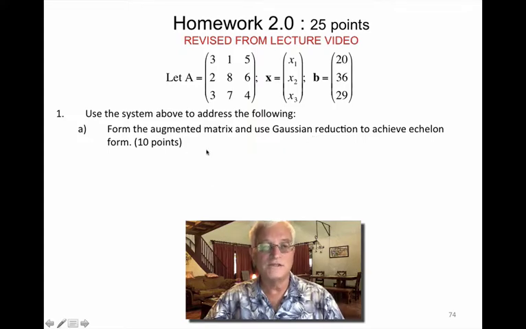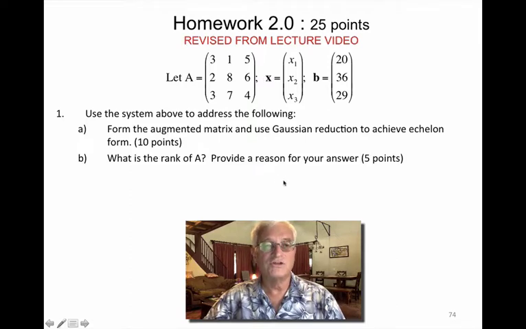That's worth 10 points. Now recall echelon form is having 1s down the diagonal, 0s in the lower triangular portion, and the upper portion is what it is. Okay? The augmented matrix means that you're moving B and augmenting it to the right of A. So you end up with a 3 by 4 matrix that we will use in the Gaussian reduction. Question will be, what is the rank of A? And make sure you've got a good reason for why you can answer that the way you can, using standard linear algebra techniques. That's worth 5 points.